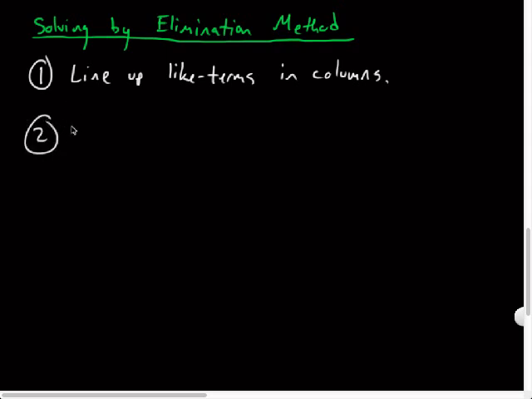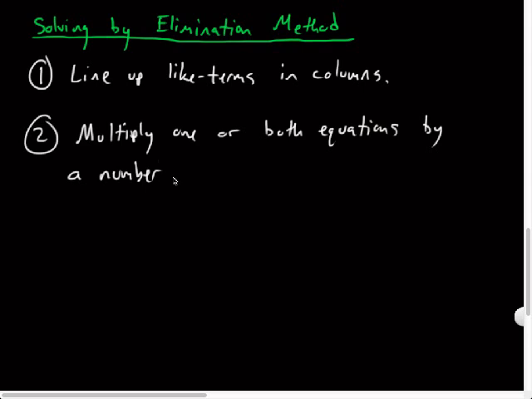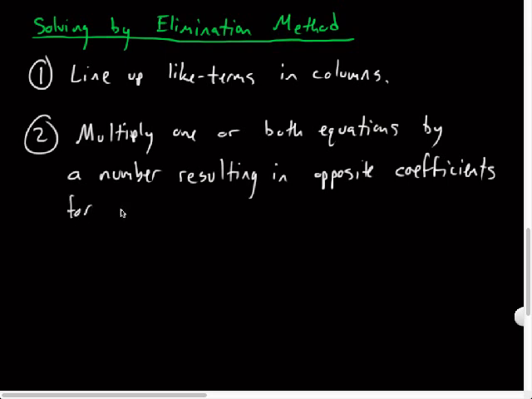Step two, this is the key one that's quite interesting. We multiply one or both of the equations by a number, or numbers, I guess, if it's both, resulting in opposite coefficients for one of the variables. Very wordy, but very specific.